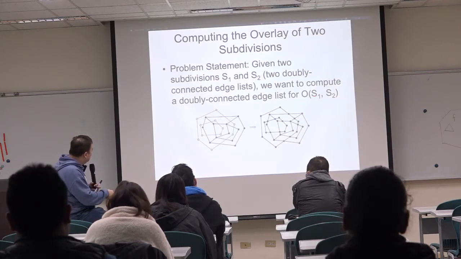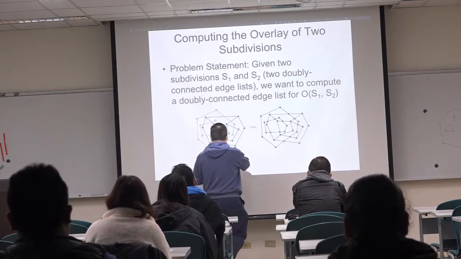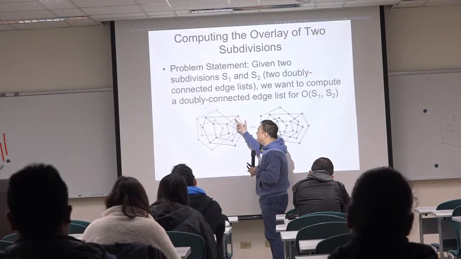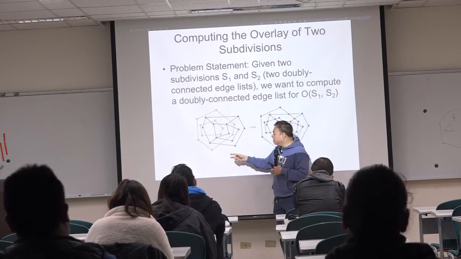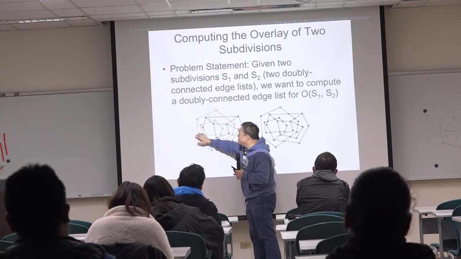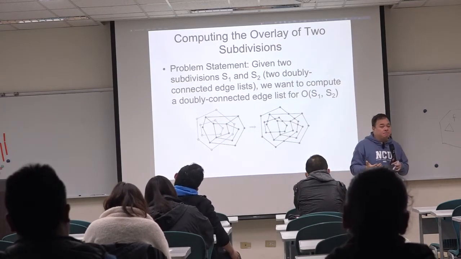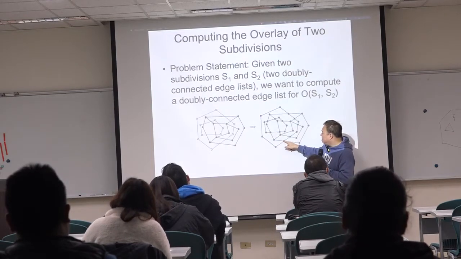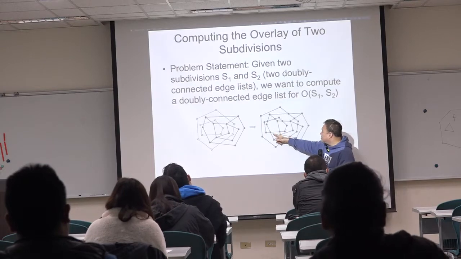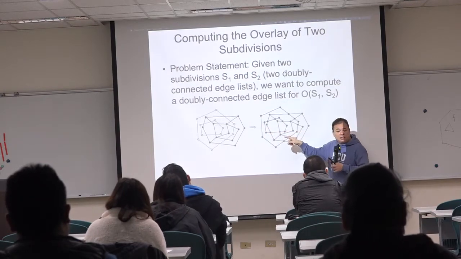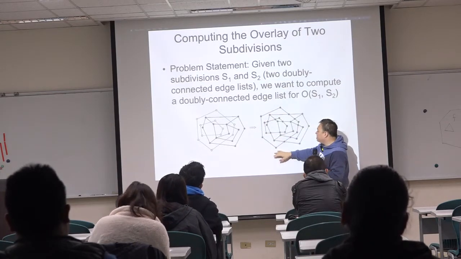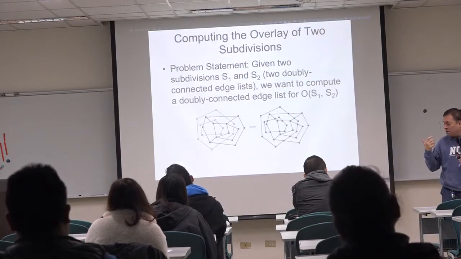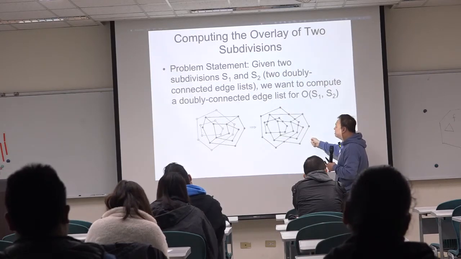You can look at this figure. On the left hand side, the solid points and solid lines represent one subdivision, and the hollow points and dotted lines represent another subdivision. When we consider the overlay of these two subdivisions, you will find that the intersection becomes a vertex. This will be the overlay of these two subdivisions, and we need to find the doubly connected edge list for the overlay of S1 and S2.